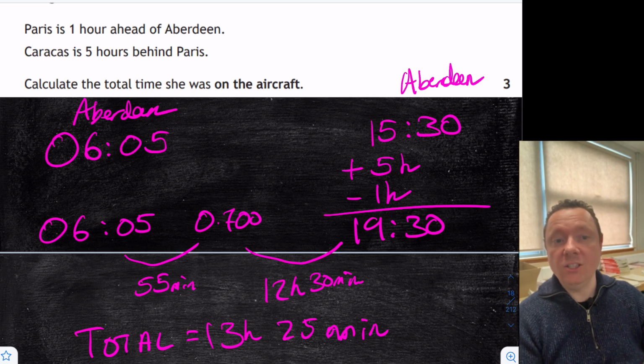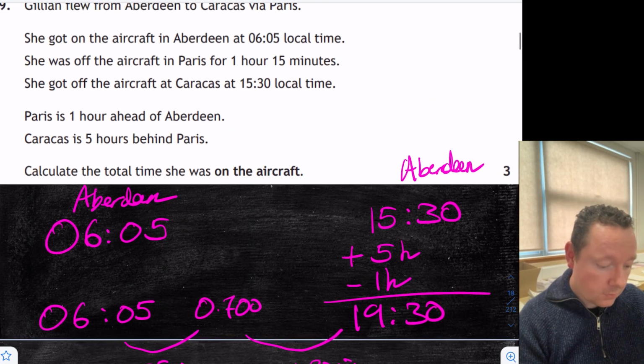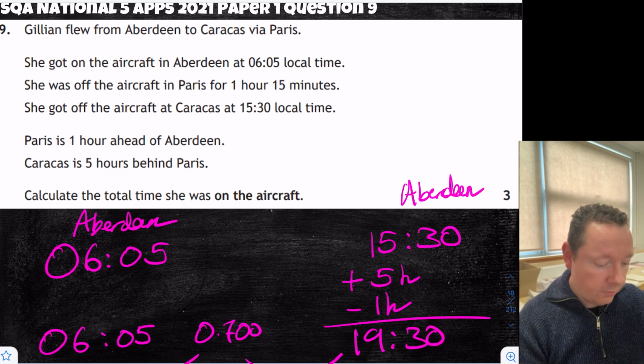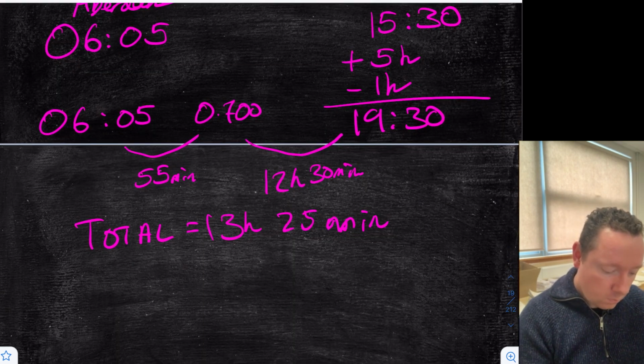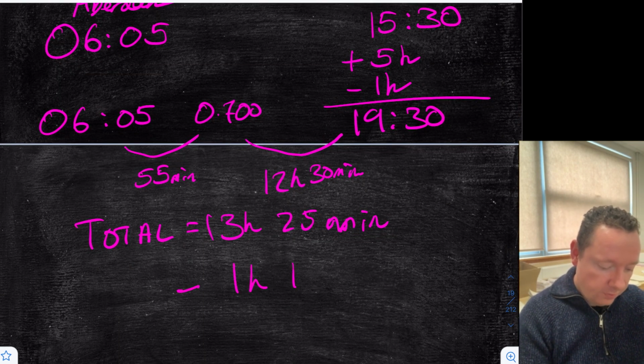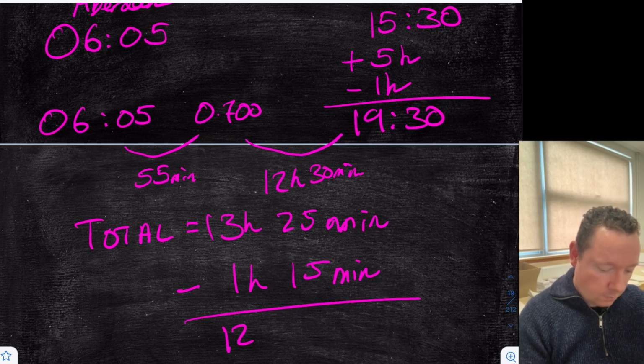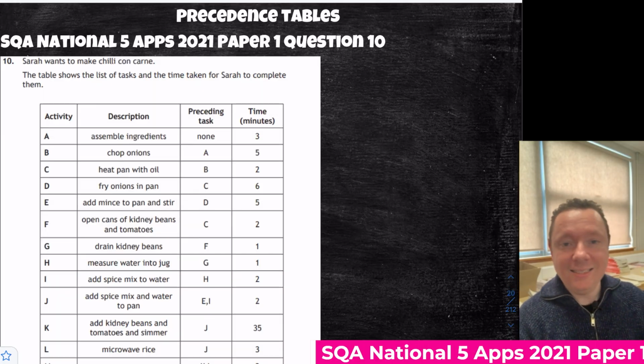But we've got some extra information in the question, which says she got off the aircraft in Paris for 1 hour and 15 minutes. So I need to take away that 1 hour 15 minutes, see how long she's on the aircraft. So minus 1 hour and 15 minutes gives us a grand total of 12 hours and 10 minutes. And we're done there.